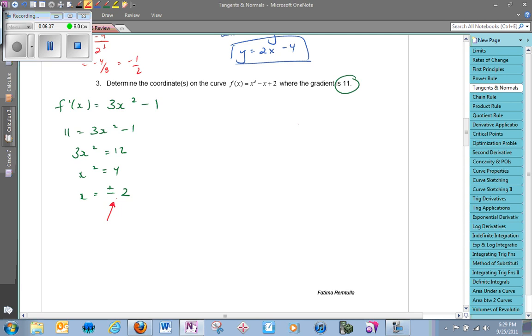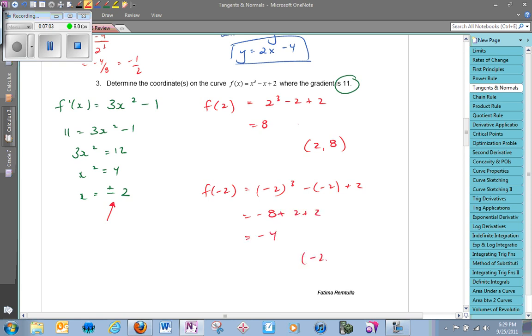Well, I know the x-coordinates of these points, I need to now find the y-coordinate in order to finish the question. So basically, I want to find f at 2 and f at negative 2, which is 2 cubed minus 2 plus 2, which is 8. So one of the points is 2, 8. And the other one is negative 2 cubed minus 2 plus 2, which is negative 8 plus 2 plus 2, which is negative 4. So my other point is negative 2, negative 4.